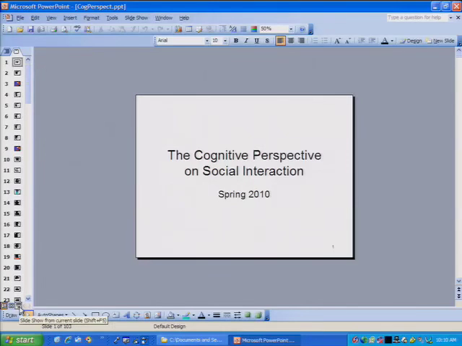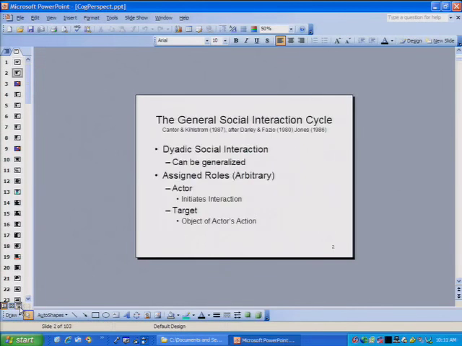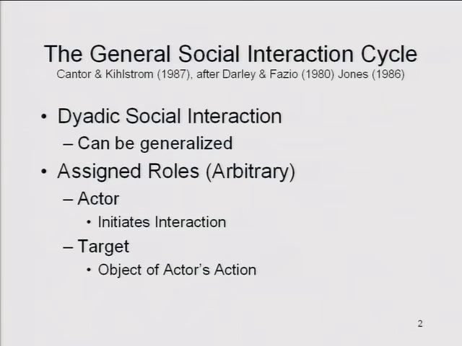Okay, let's start by talking, in more detail, about how cognitive psychology and social psychology interact. They didn't always, and sometimes they still don't, but they can, and they do. The general framework for this is what's known in social psychology as the general social interaction cycle. As its name implies, it's a generalized framework for conceptualizing what goes on in any form of social interaction, that is, interactions between two or more individuals.